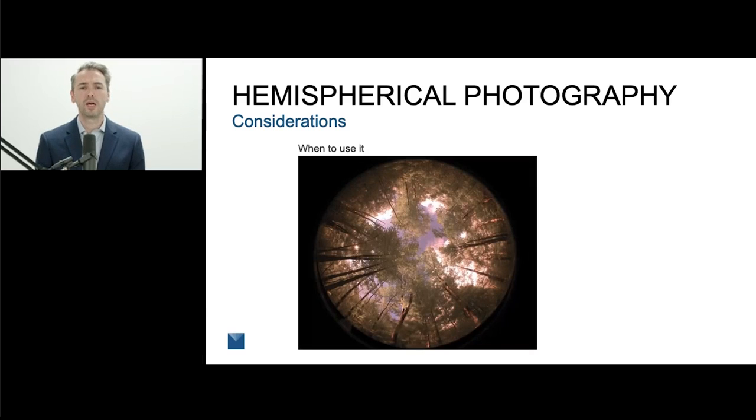Some other considerations with hemispherical photography is that it doesn't work for everybody in all cases. So there are some times when you definitely should be careful taking hemispherical photographs. If we take this picture as an example, the first thing that I see here is that the sun is visible in this picture. So that solar disk is going to make determining your threshold very difficult, as it's going to be the brightest thing in the picture.